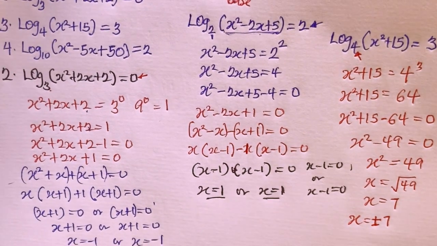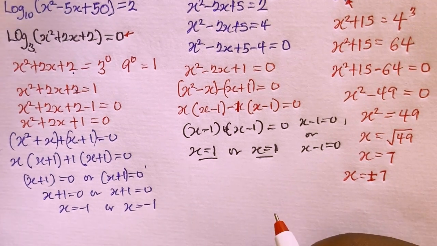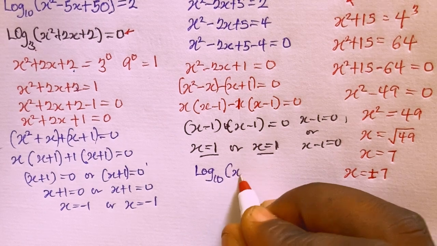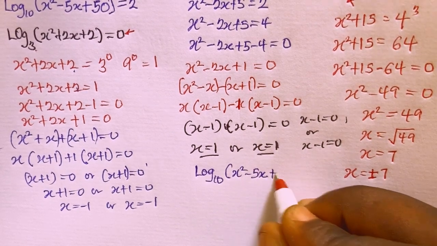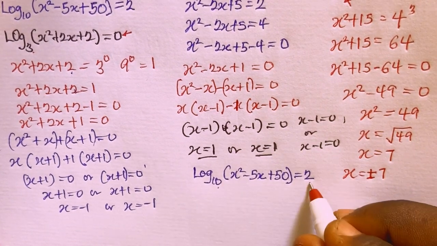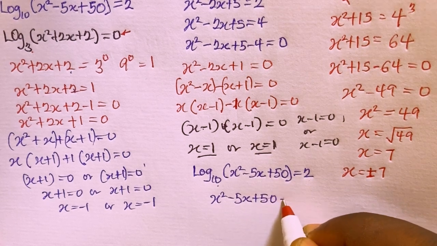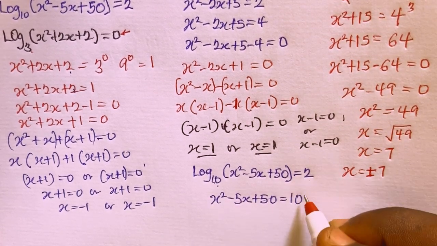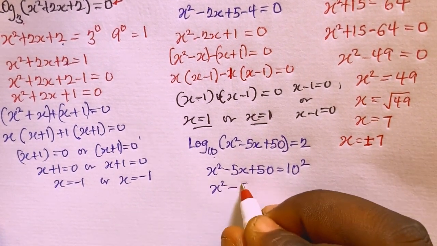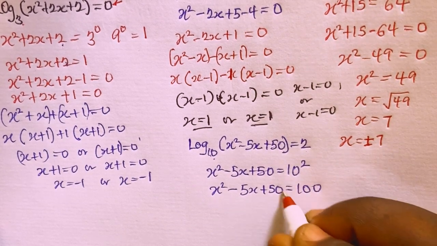After that we have the last question, which is log of base 10 into bracket x squared minus 5x plus 50 equals 2. So now where is our base? This is our base, then we bring it here. So x squared minus 5x plus 50 equals, simply bring your base, 10 squared. So x squared minus 5x plus 50 equals 100.